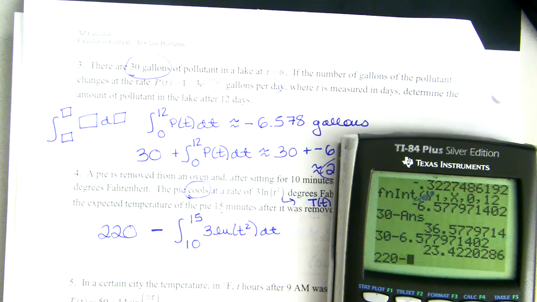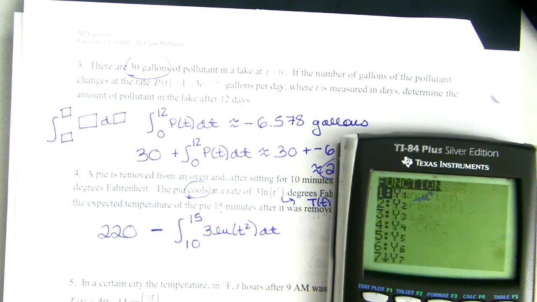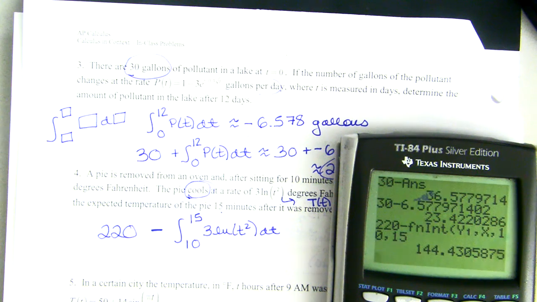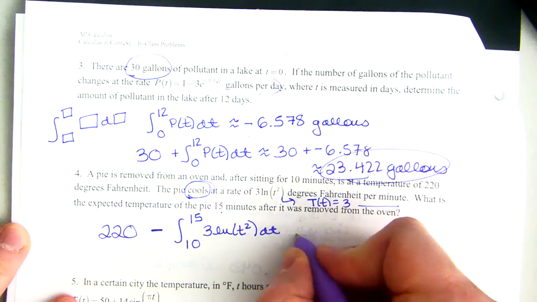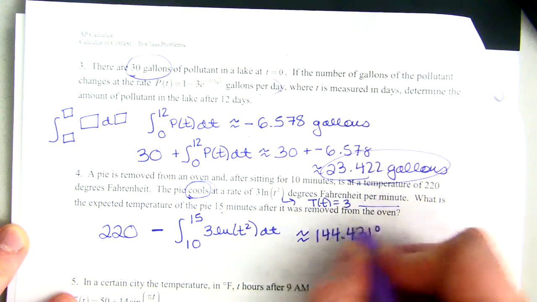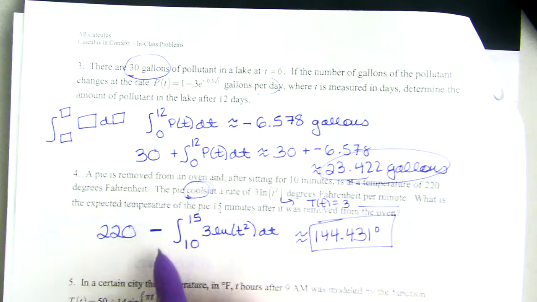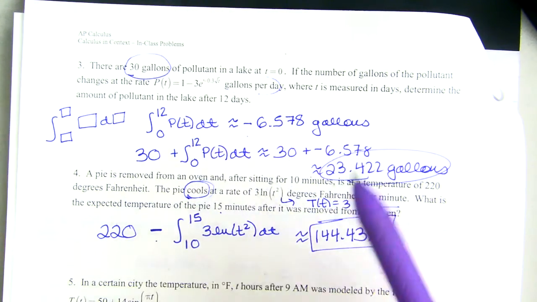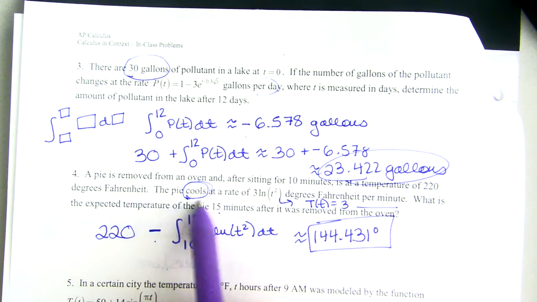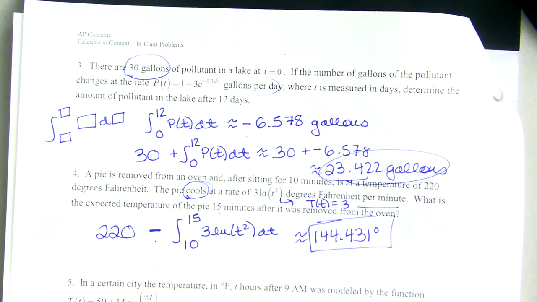Okay, 220 minus fn int. I'm going to integrate that function, which I've stored in y1, from 10 to 15. I think I'm getting a final temperature of 144.431 degrees. The reason I automatically subtracted, though, rather than added that thing was because in 3 we were just told how the pollutant was changing. In 4, I told you explicitly the pi is cooling at that rate. So the sign was already basically factored in.